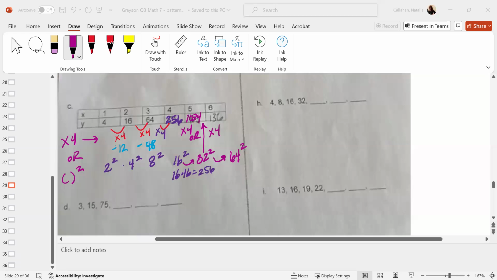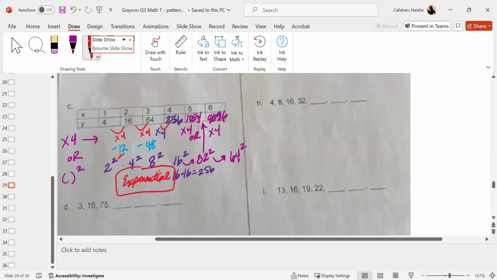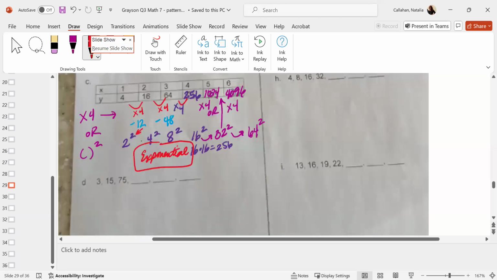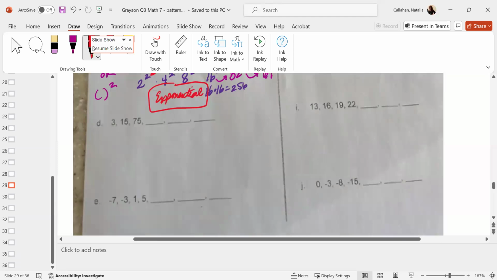What's your answer? 4096. All right, is this linear or exponential? It's definitely exponential because you see the squares right there. Okay. For D, what did you do?